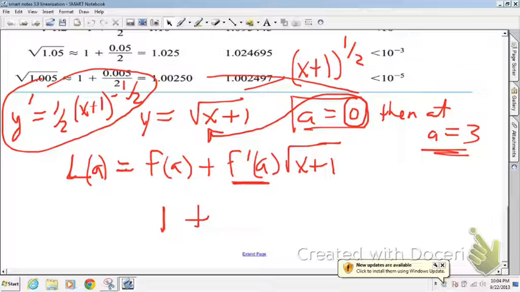So if I take 0 now and store it into the derivative, well, 0 plus 1 is 1. 1 to any power is still 1. And then times 1/2. So now I know that's going to be 1/2. So the derivative evaluated at 0 comes to be 1/2.